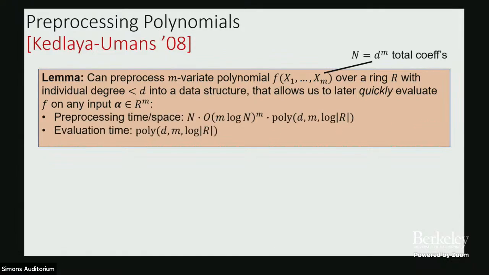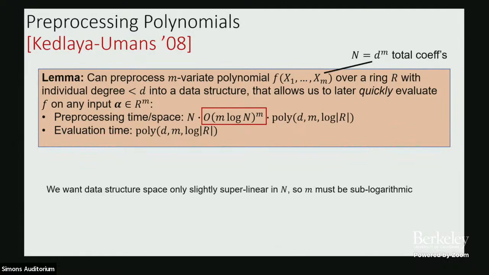And here are the parameters. I don't expect you to read it. I'll simplify it in a sec. The pre-processing is linear in N, but there are some additional factors here. Maybe the main factor you should notice is m to the m. So this only works when the number of variables is pretty small, actually less than logarithmic. And then the evaluation time. Okay, well, this expression, let's simplify it.